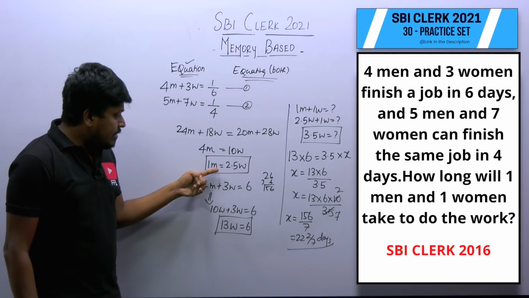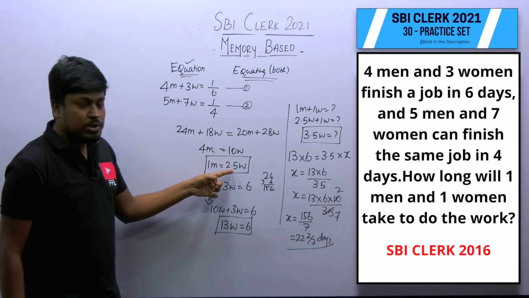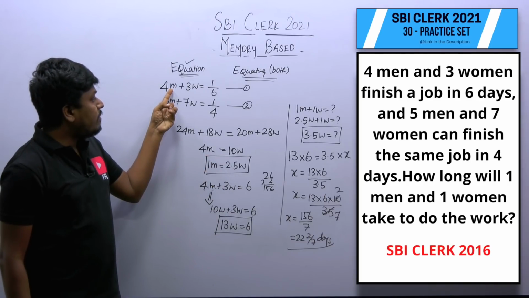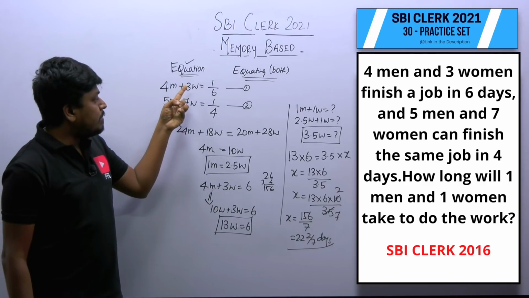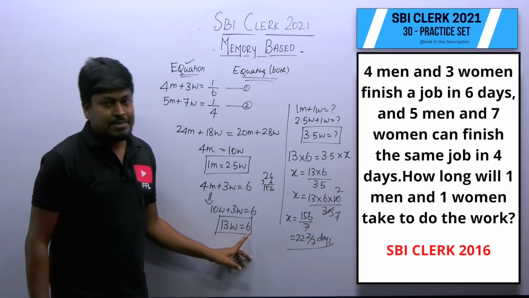And now by using this data, I am substituting in this equation. So 4 men, we know that 1 man is equal to 2.5. So 4 into 2.5 will be 10 women. So 10 women plus 3 women will be 13 women. So 13 women can complete a piece of work in 6 days.